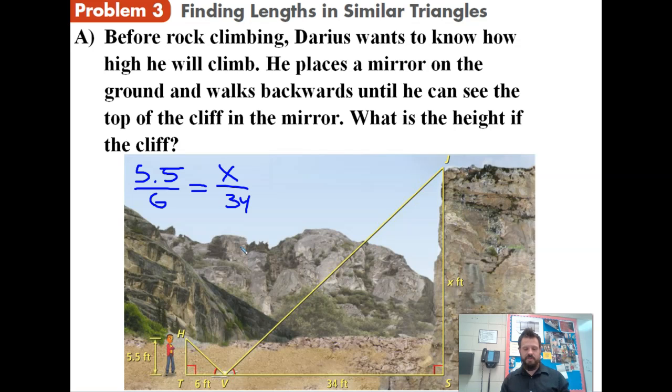And then when I cross multiply and divide, we'll end up with our height of the cliff. Okay, cross multiply, 6 times x is 6x, which is equal to 34 times 5.5, which would be 187. We'll divide both sides by 6, and we end up with x equal to 31.2 feet, we can say. Okay, so a neat little trick. We can use a simple tape measure and a mirror to figure out how high the cliff is.